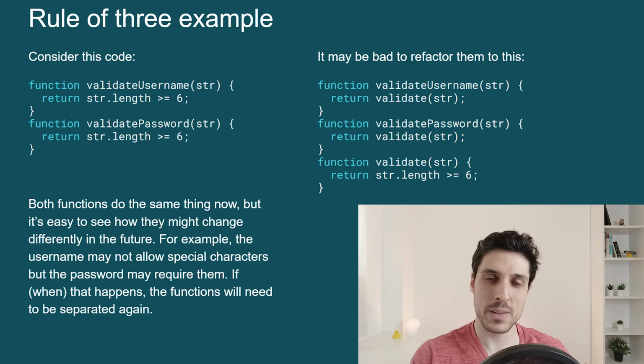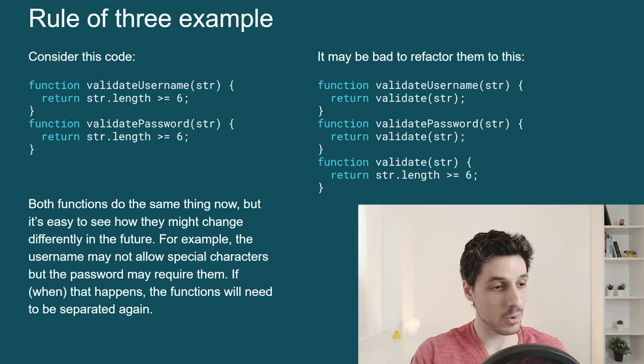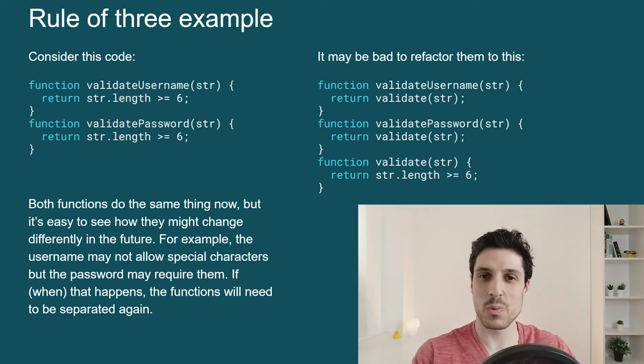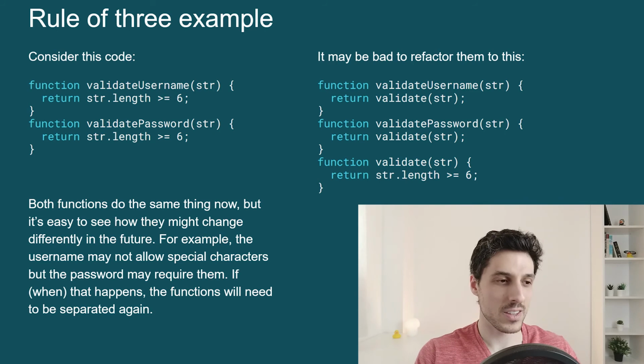So it would probably be a mistake to refactor these now into the version on the right, because it's extremely likely that those will diverge in the future, and then we're going to have the situation we spoke about before, where you're going to have to do even more work to separate them and all that stuff. So this is why you may want to follow the rule of three.